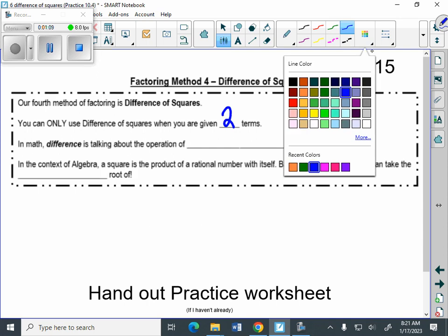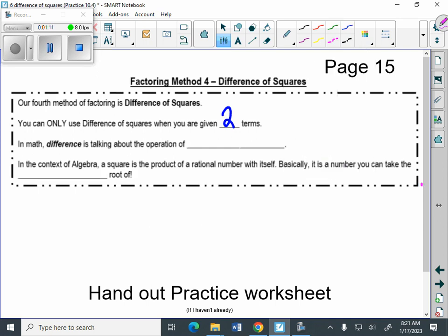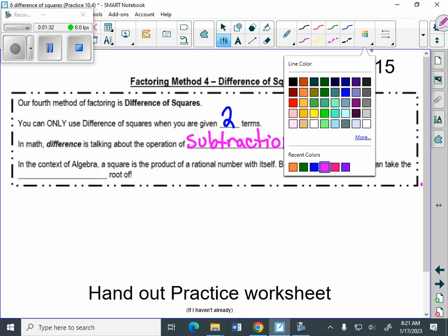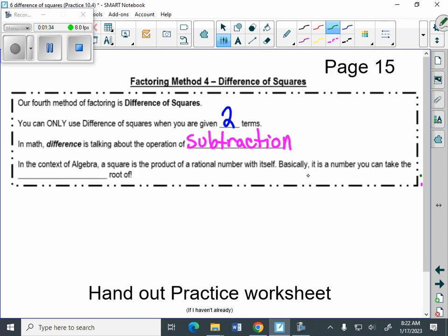But in math, the other thing that we need to know about this is that difference means the answer to a subtraction problem. So when we're dealing with the difference of squares, we need to have subtraction somewhere in the problem. 2 terms and subtraction. Now my last statement, I'm not going to linger on. I think it'll show up better in the examples than it does over here.